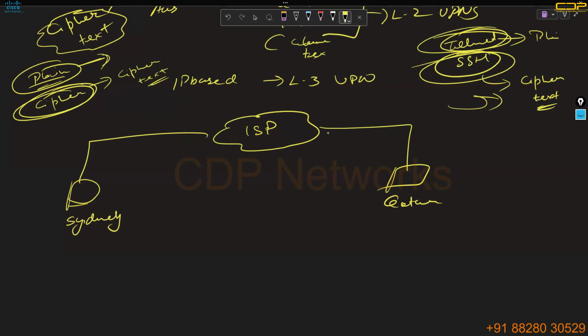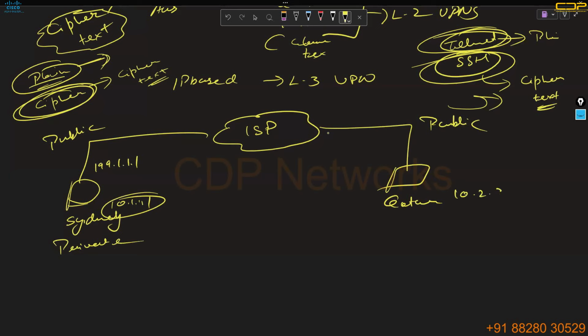encrypts your data. Suppose here in Sydney the IP is 10.1.1.1, which is the private IP, and this is my public IP, suppose 199.1.1.1. So this is my public network, and this is my private network. Qatar should also have an IP. Suppose the private IP here is 10.2.2.2, and the public IP is 200.1.1.1. So how do you think a packet will go? What do you think?